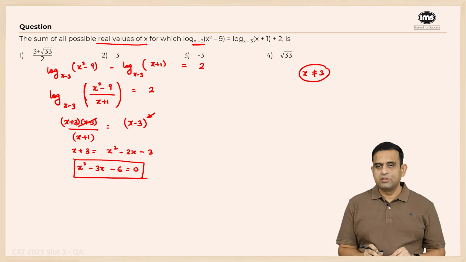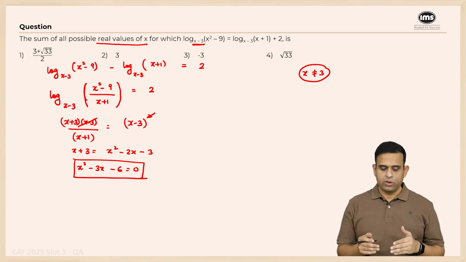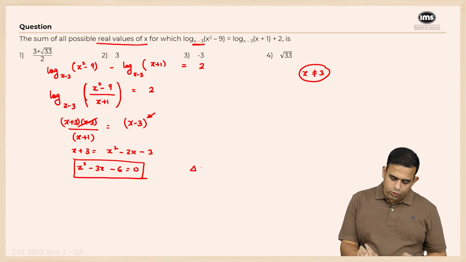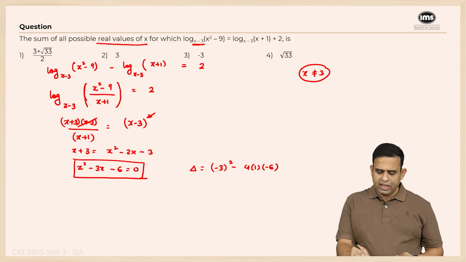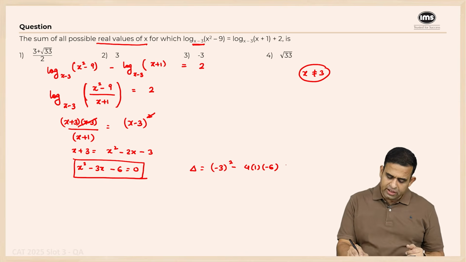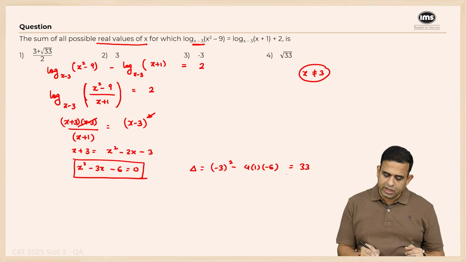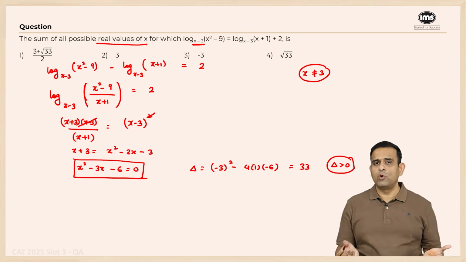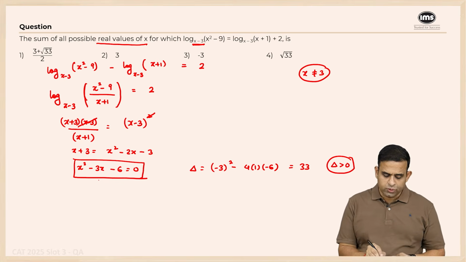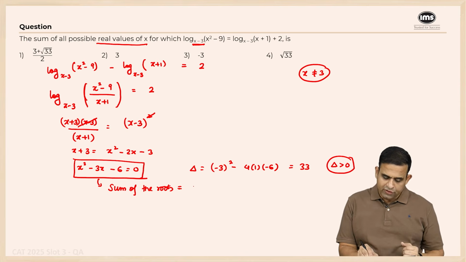So we have got this quadratic, and again we can say, okay, this delta will come out to be b square minus 4ac, and this will be 9 plus 24, giving you 33. So delta becomes equal to 33, which is positive. So both the values of x will come out to be real numbers, and for this quadratic the required sum of the roots should be equal to minus b by a, giving you 3.